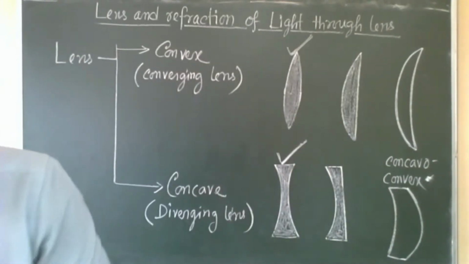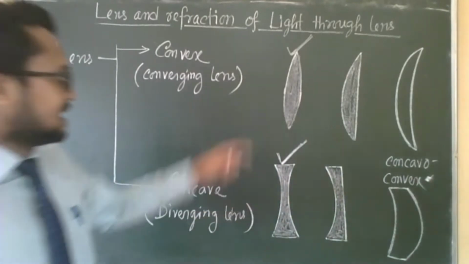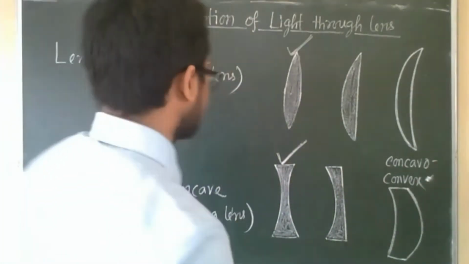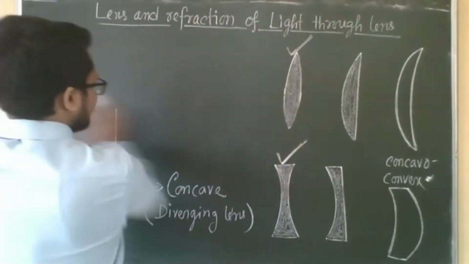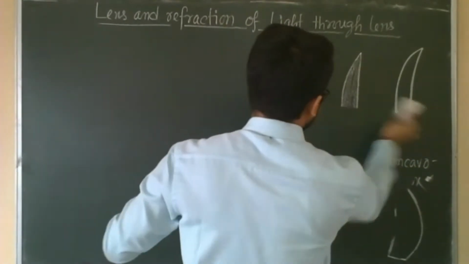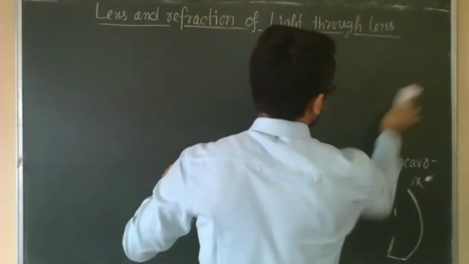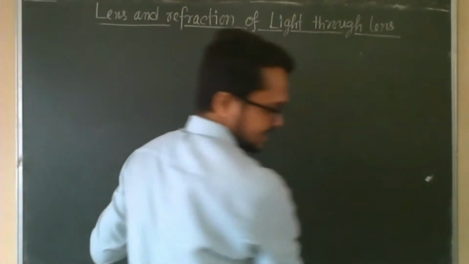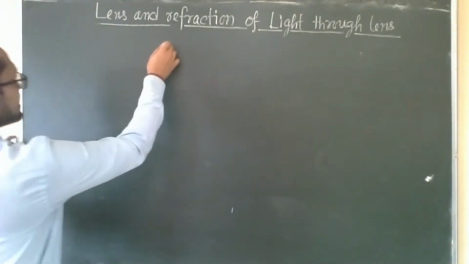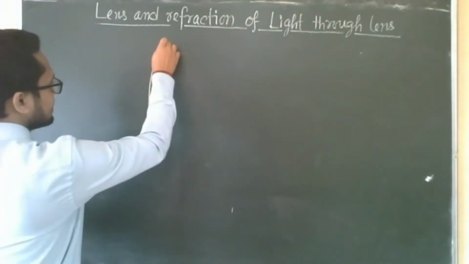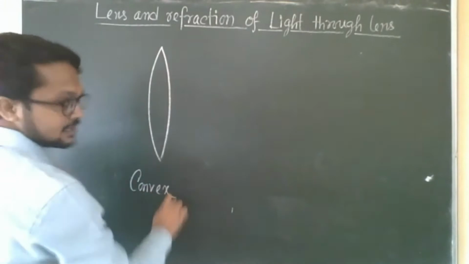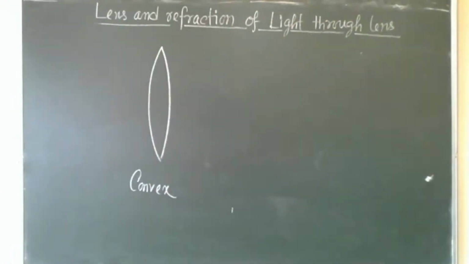First we'll see why this one is called converging and this one is called diverging. Converging means the rays will converge at a point, that is, after refraction the rays will meet at a point. Which kind of lens is this? Convex, right? Rays will meet at a point.